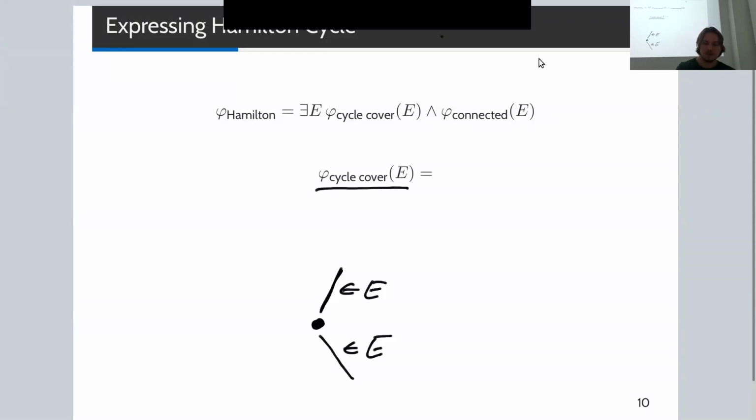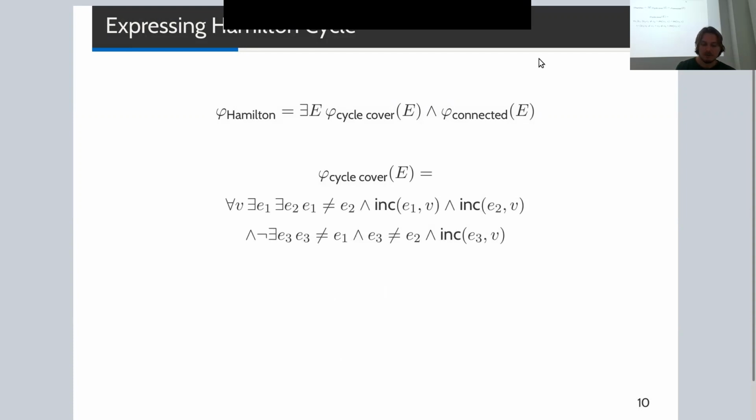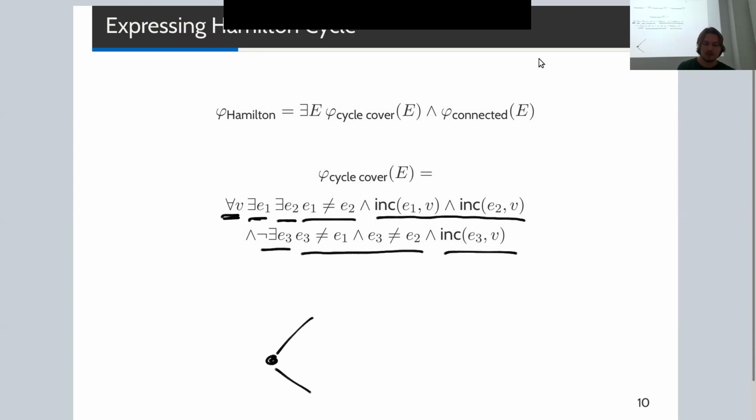So if we want to formalize this a bit further, we say for every vertex of the graph, there should be an edge e1 and an edge e2, such that these edges are different, and they should both be incident to the vertex that we picked. So now we have two edges that are incident to the vertex, and there should not be a third edge that is also incident to it. So there is no edge e3 that is different from the previous edges and also incident to v1. Then every vertex has exactly two neighbors in our edge set. And if you extend it like this, then this holds for everything. Then you have a bunch of circles like this.